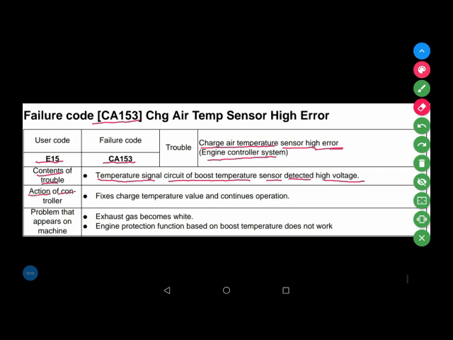What is the action of the controller? The controller fixes the charge temperature value and continues operation. And what is the problem that appears on the machine? Exhaust gas becomes white, the engine protection function based on boost temperature does not work, and the engine protection function is not working.